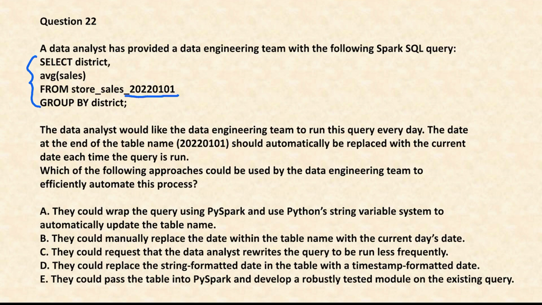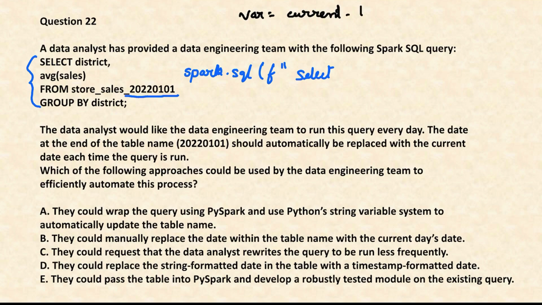What you need to do is wrap it under spark.sql. Inside the spark.sql, you have to put an f string. In the f string, you write the select query. And inside the select query itself, you use the variable that you have declared. Let's say the variable is current timestamp, right? This is how you write the current timestamp in your Python. You put this variable inside the curly braces and use it.